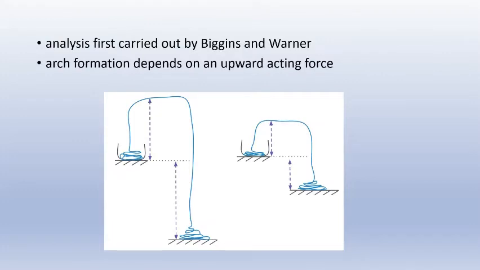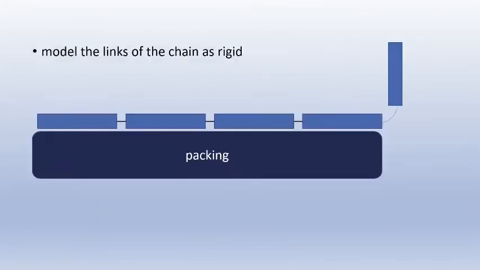Careful analysis of the process was first carried out by Biggins and Warner. It was shown that this arch formation depends on the existence of an upward acting force that pushes the chain out of the container. They observed that the origin of this force is the key to understanding the phenomenon. It was explained by modeling the links of the chain as rigid segments that provided a kick against the underlying packing as they were lifted from it.